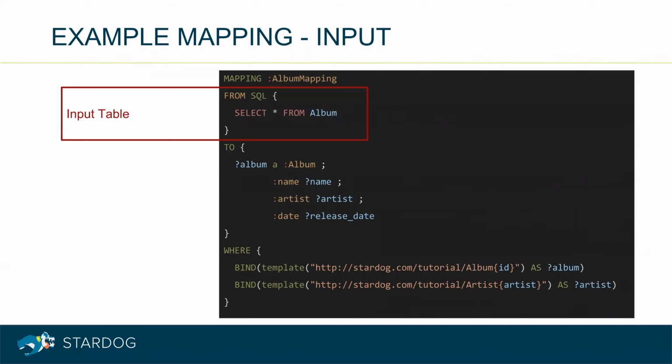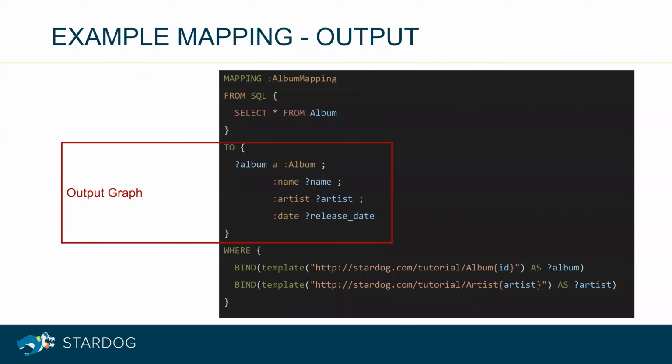Then there's the input table, which specifies the query that we will use to map to RDF. So in this case, we are again selecting all the rows from the album table. And then in the third part of the mapping, we have the output graph.